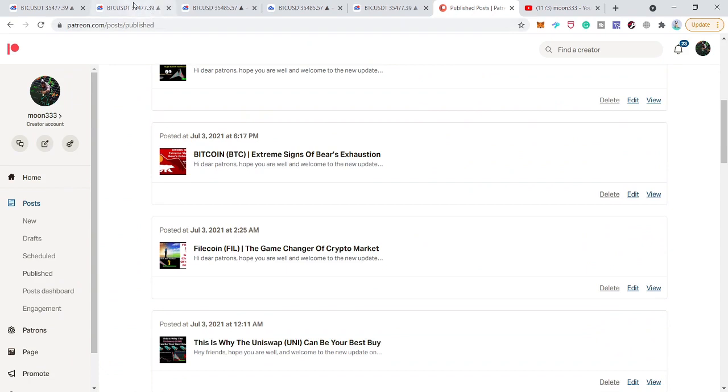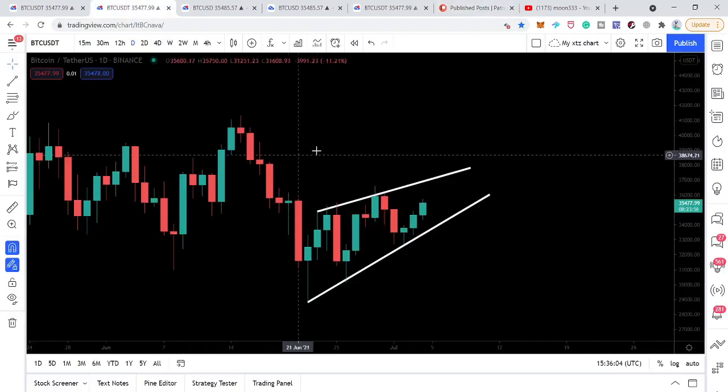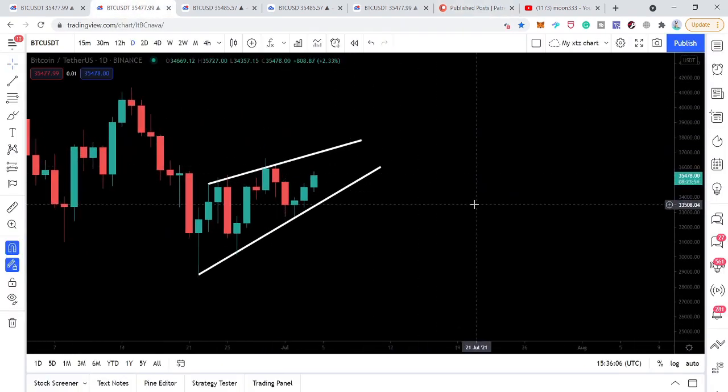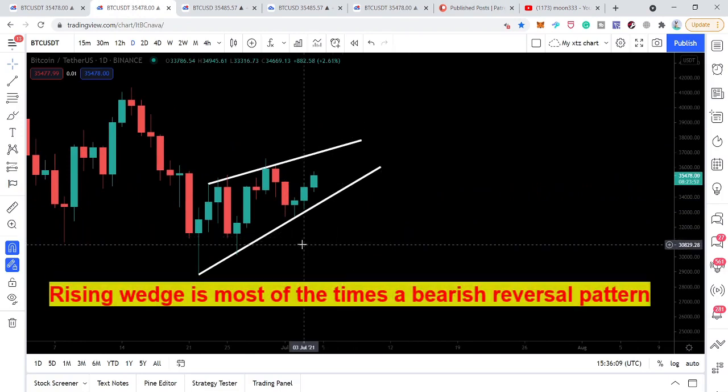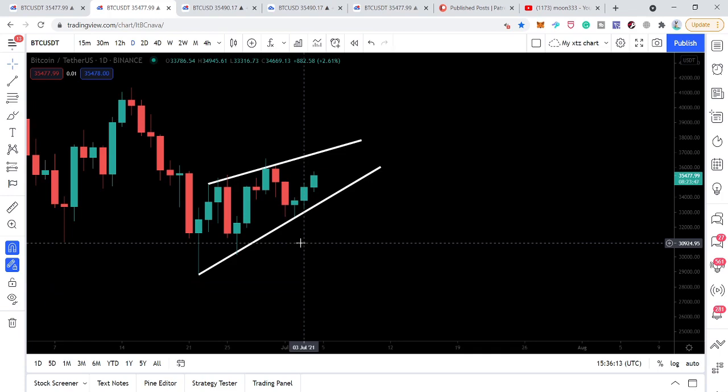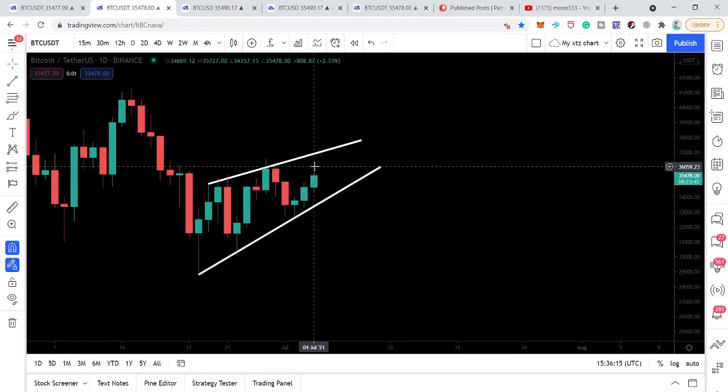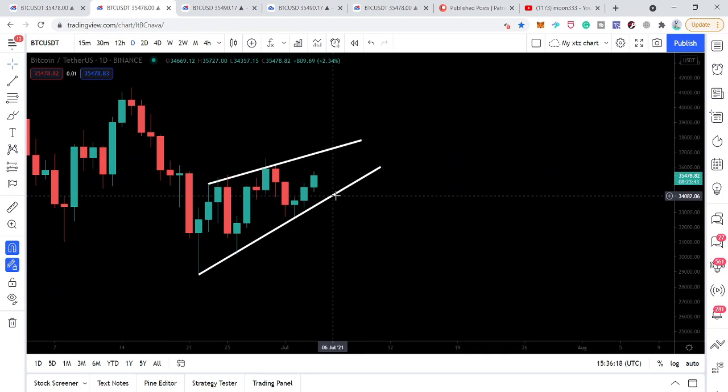Okay, first of all, I want to show you this chart, that the price action has confirmed a rising wedge pattern on the daily time frame chart. That is the bearish reversal pattern considered among the trading community. Therefore, it is possible that the price action will break down the support.